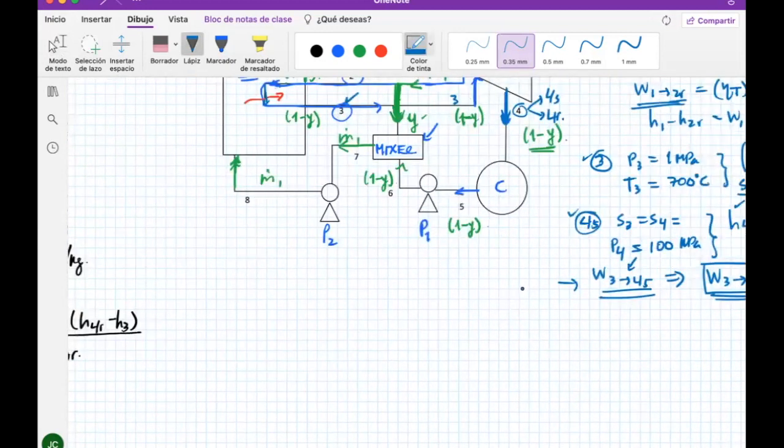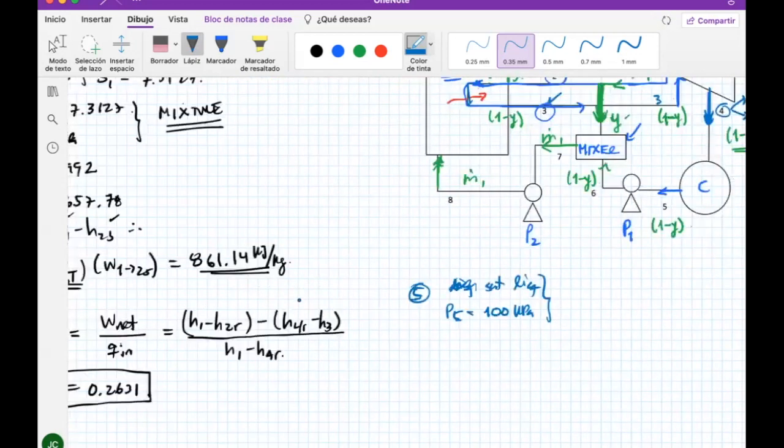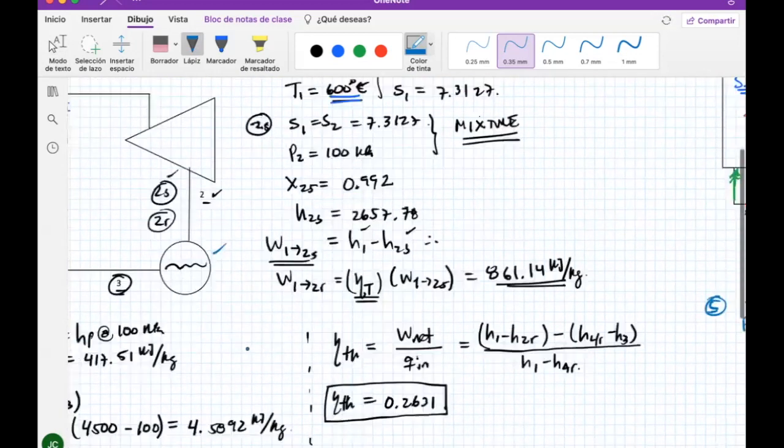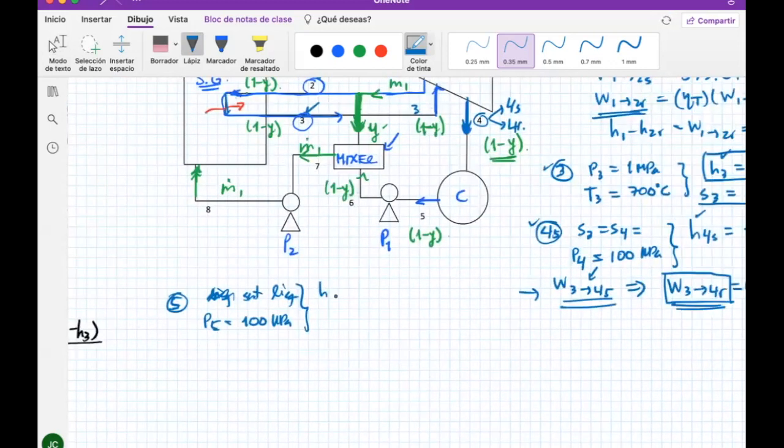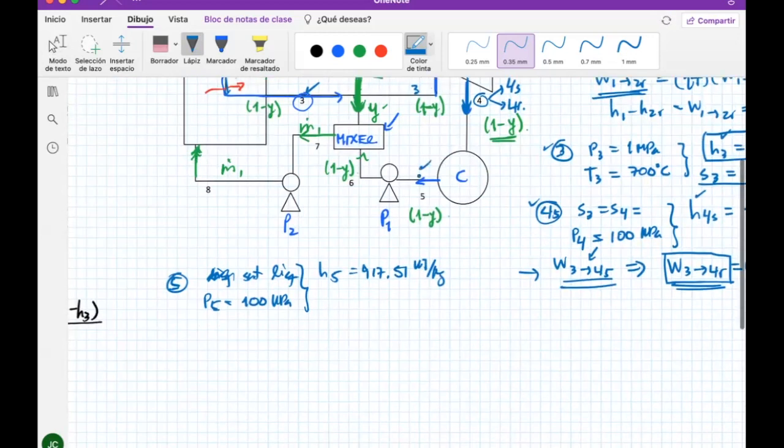So for example, let me see if I can do point 5. For 5, it's the same thing that has been happening before. I'm going to do saturated liquid here. And P5 equals 100 kilopascals. It's the same thing happening in this condenser. Things have not changed there. I already have this information, and this one is the 417 that I already used back in the simple Rankine cycle.